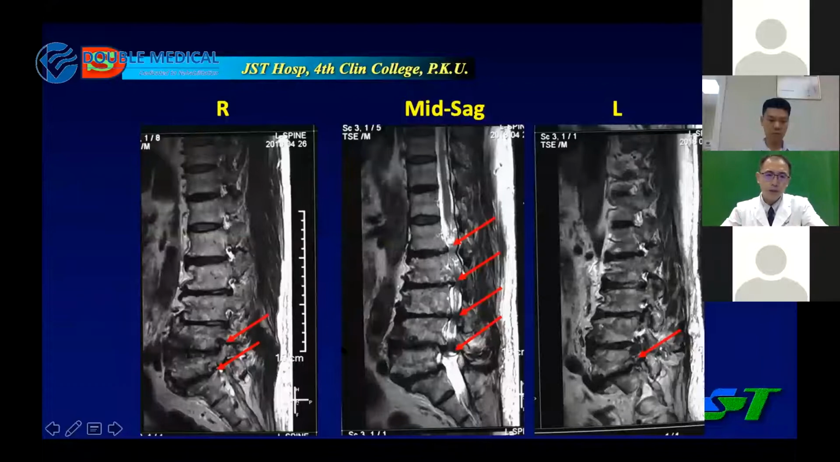The MRI shows multi-level stenosis. This is the right sagittal view. It shows the stenosis of the right foraminal area of L4-5, L5-S1. Actually, we can also see there is a spondylolysis of L5 here, and grade 1 spondylolisthesis of L5. The mid-sagittal view shows multi-level central canal stenosis from L1 to L5. On the lateral side, we can also see the stenosis of the L5-S1 foramina.